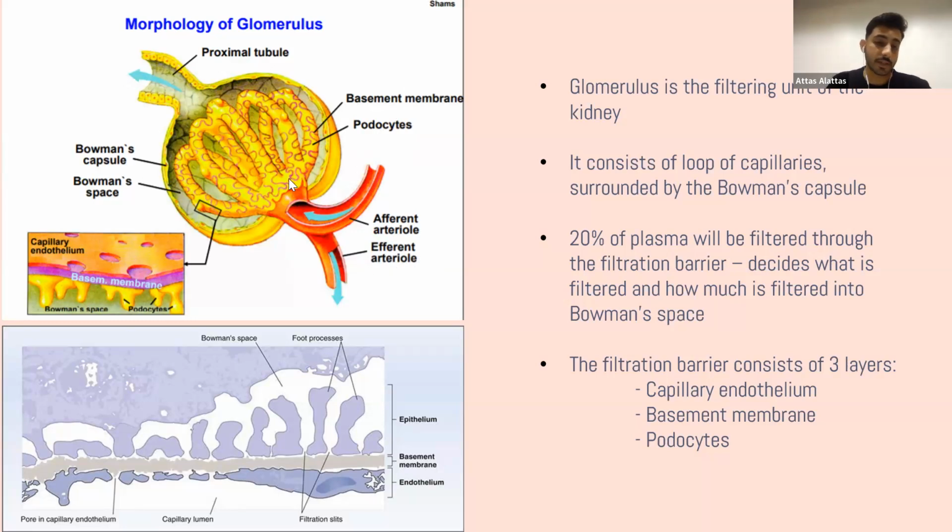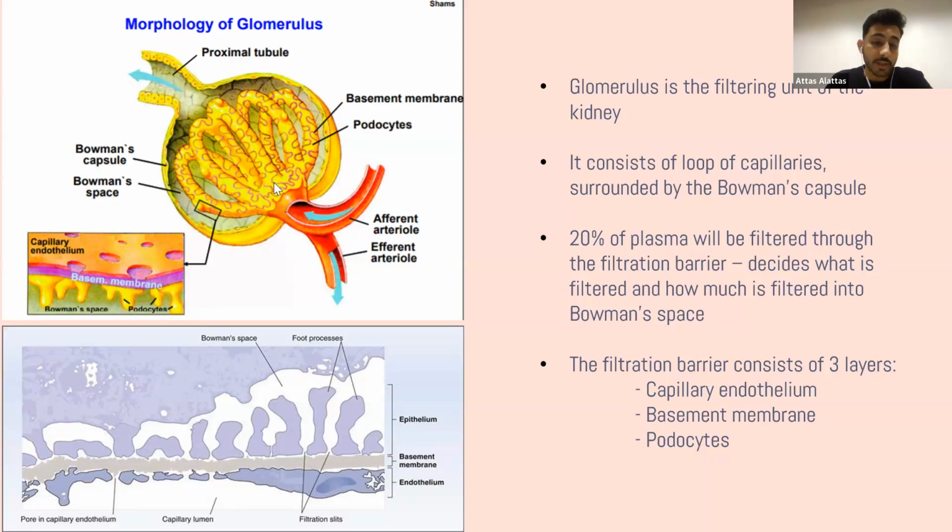So for any substance to be filtered, it has to go through a filtration barrier, and the filtration barrier consists of 3 layers, and these 3 layers are the capillary endothelium, then the basement membrane, and then the podocytes, or the epithelium. And we'll go into that. I'll explain further in the next slides.